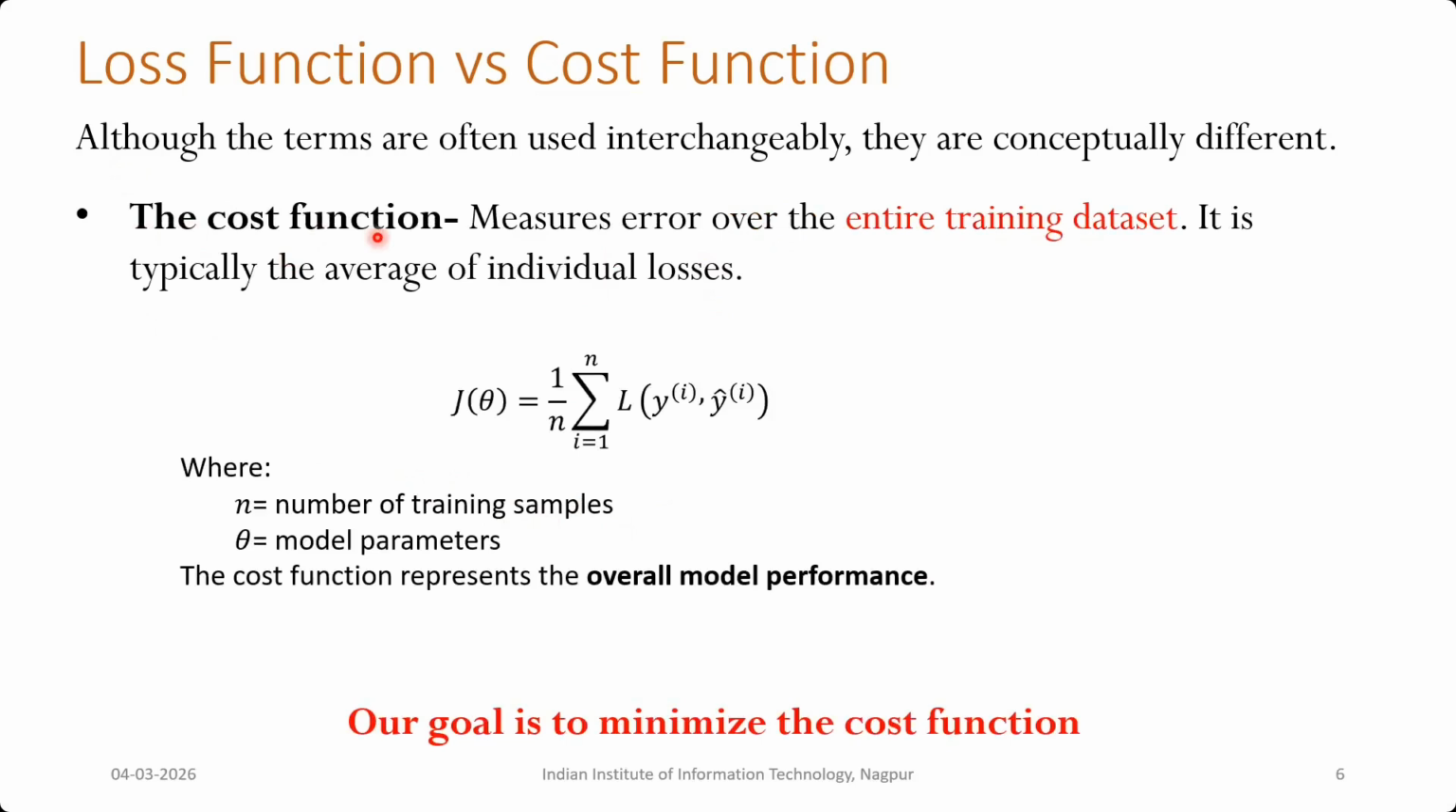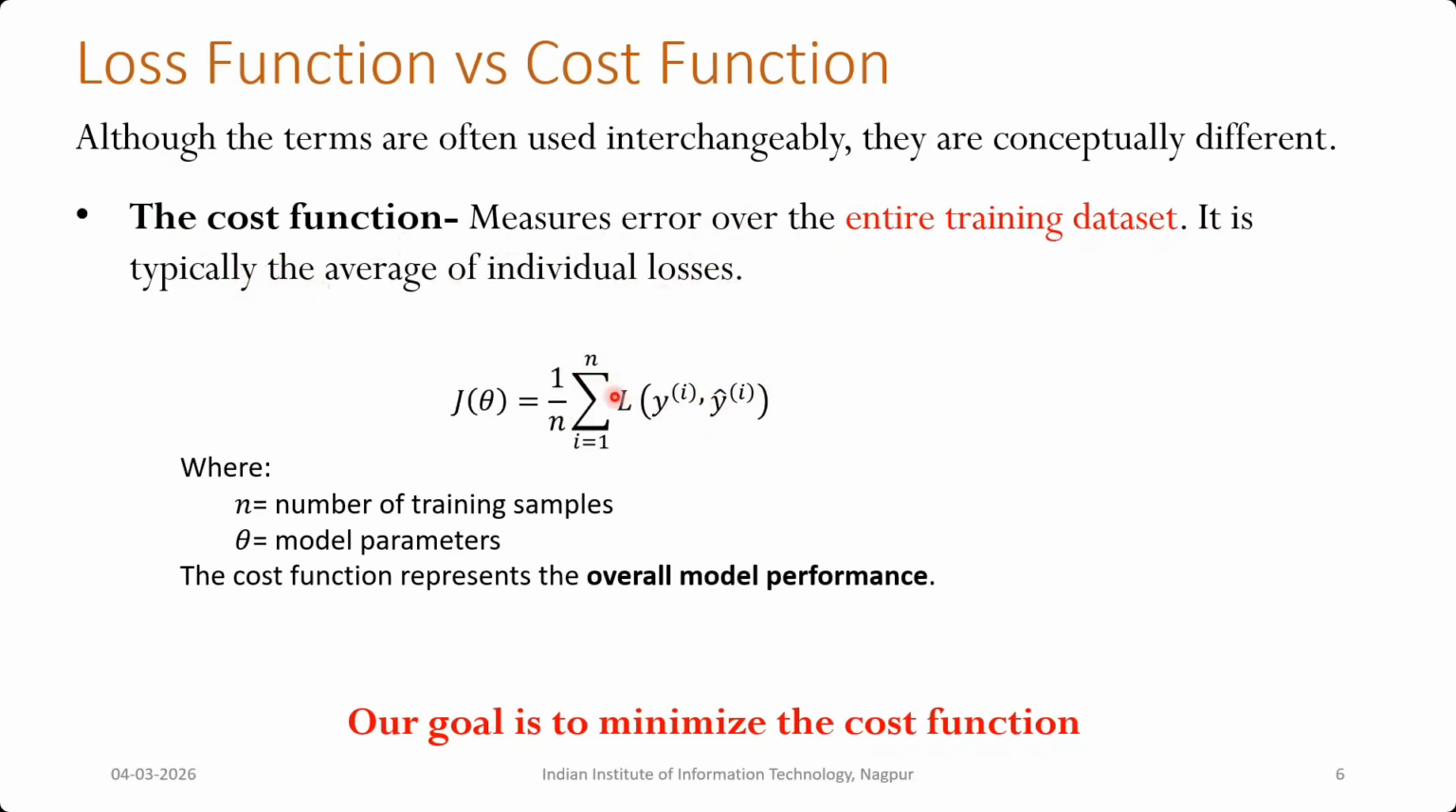Whereas the cost function measures the error over the entire training data set. Let's say I have 100 samples, and for all those 100 samples, from i equals 1 to n, I take the loss with respect to all values. When I take their average, that becomes my cost function. So it measures the error over the entire training data set, and it is typically the average of individual losses.